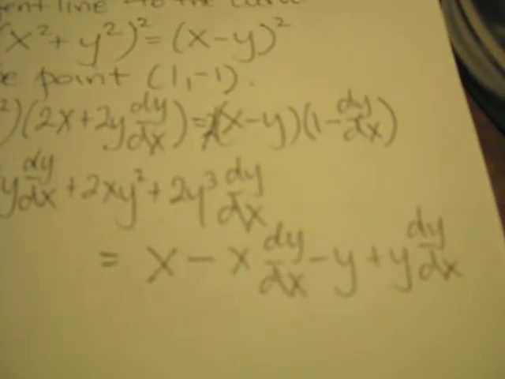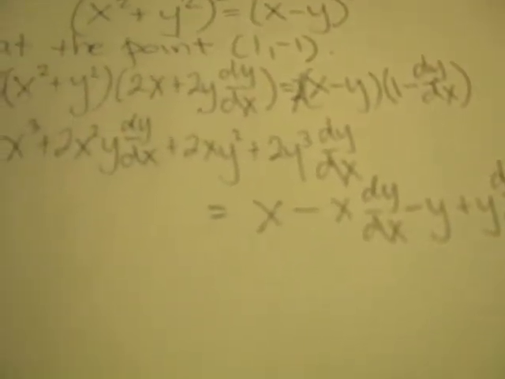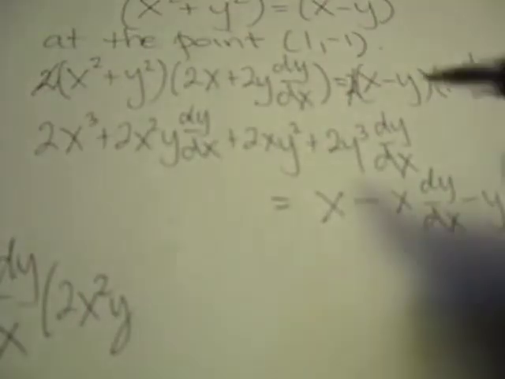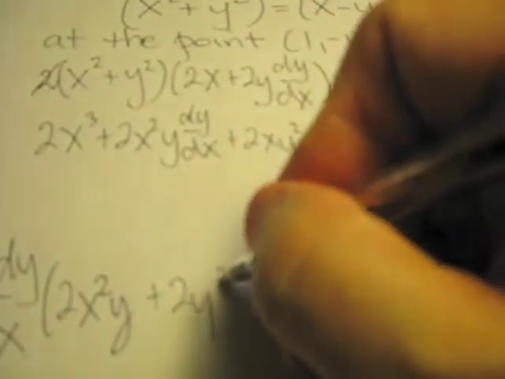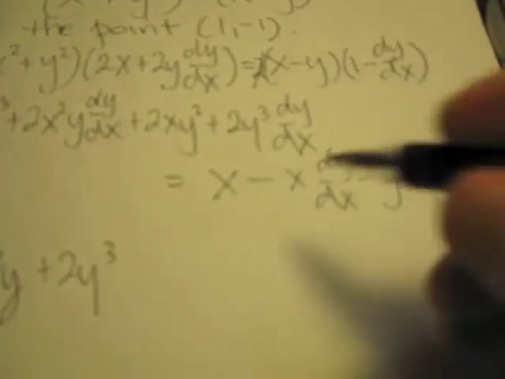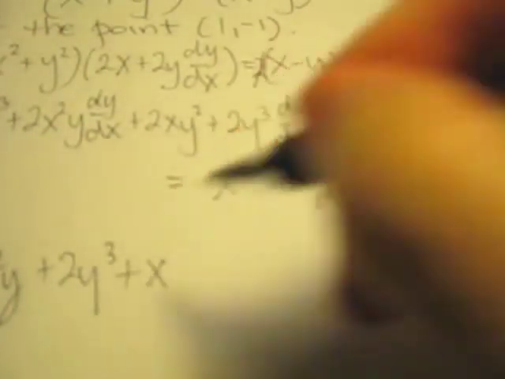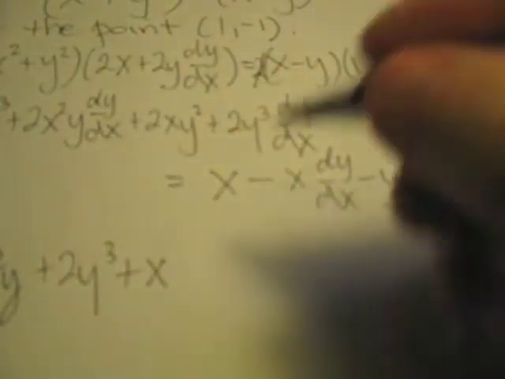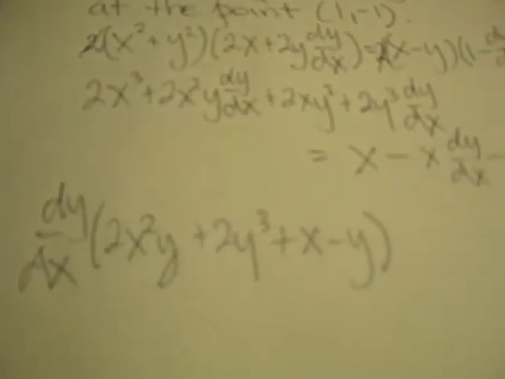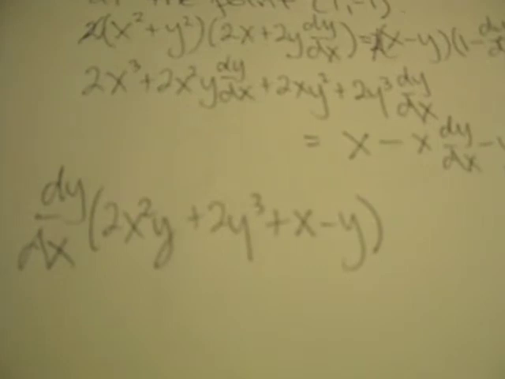Alright, now we need to get all of the dy/dx's on one side, so we're going to have dy/dx over here. We're going to have a 2x squared y plus a 2y cubed from the left side. Now if you look on the right side, we're going to bring the x across, so this will become a plus x, and we're going to bring the y across, so negative y, and so this will be our left side with dy/dx as the common factor.